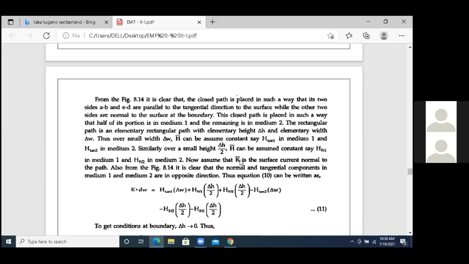We're going to substitute K for surface current for I. So K dot dl, which is K dot dW, equals H tangential 1 delta W plus H normal 1 delta H over 2 plus H normal 2 delta H over 2 minus H tangential 2 delta W minus H normal 1 delta H over 2 minus. You follow this equation?